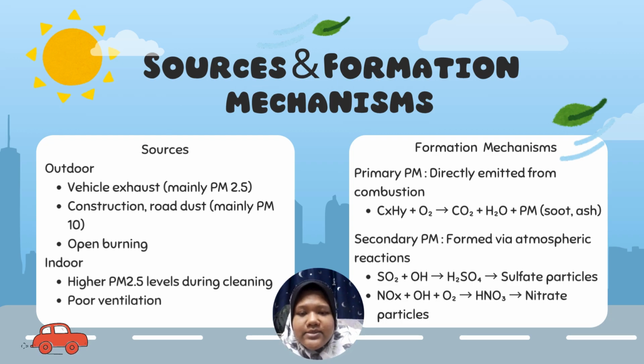Now let's look at the formation mechanism, where we have two types, primary PM and secondary PM. Primary PM is released directly into the air from sources like combustion. For example, during incomplete combustion of fuel with the reaction below, where PM refers to soot or ash. Secondary PM is formed through chemical reactions in the atmosphere. For instance, the main source of sulfate particles is fossil fuel combustion, and the main source of nitrate particles is emissions, agriculture, or maybe even traffic.